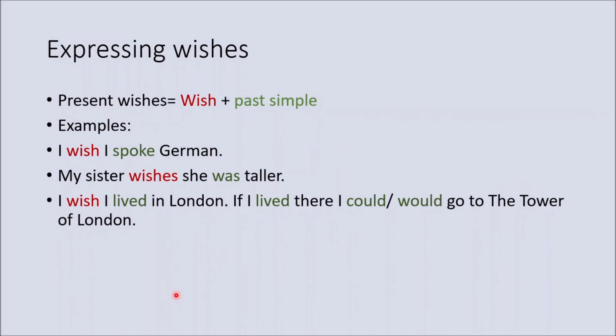Expressing wishes. So, as I mentioned earlier, if we are expressing a present wish, we use wish plus past simple. I wish I spoke German, but I don't. My sister wishes she was taller, but she's not. I wish I lived in London, but I don't. If I lived there, I could or I would go to the Tower of London.